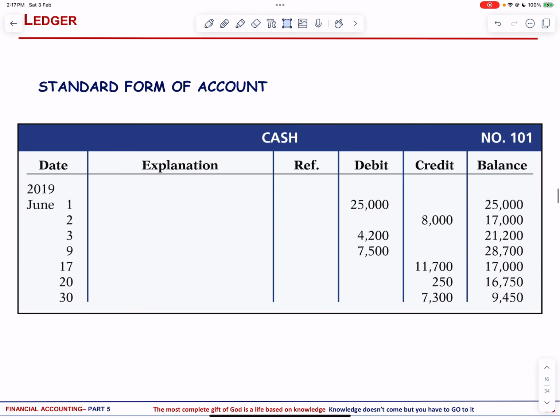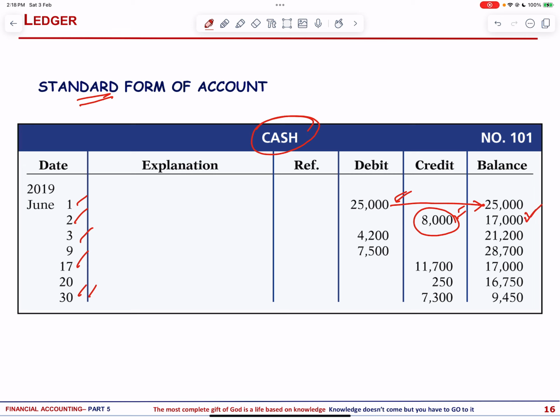This is the standard form of an account, and you see, there may be transactions on different dates. If there is a debit, we put it on the debit side. If it is credit, we put it on the credit side. So you can see 25 is over here. Now here, the credit means there is a decrease in cash. A decrease in cash is going to be subtracted. That is 25 minus 8. We have a balance of 17.